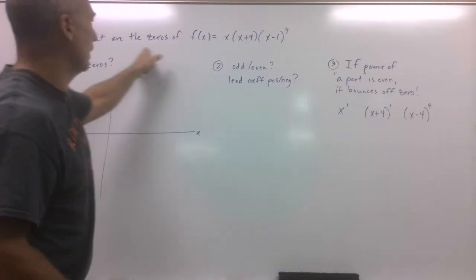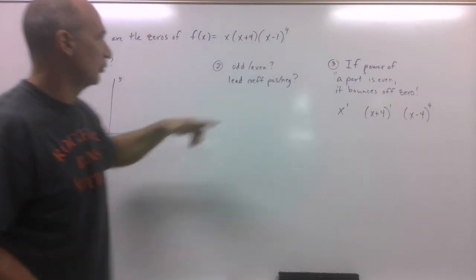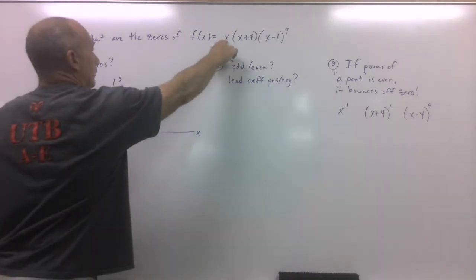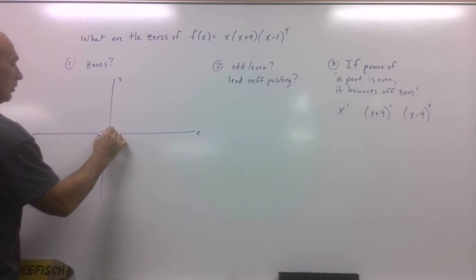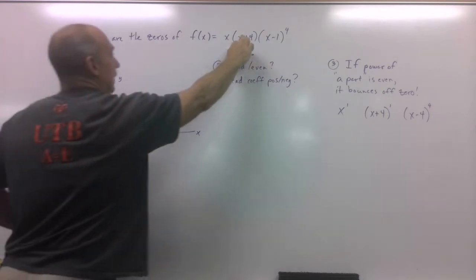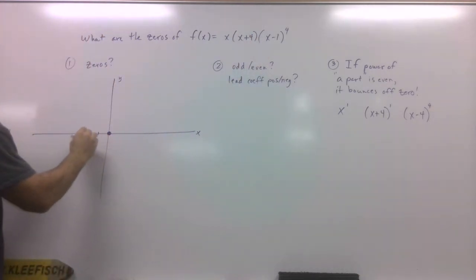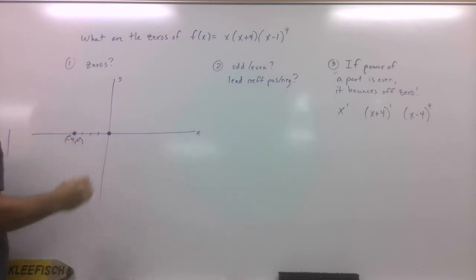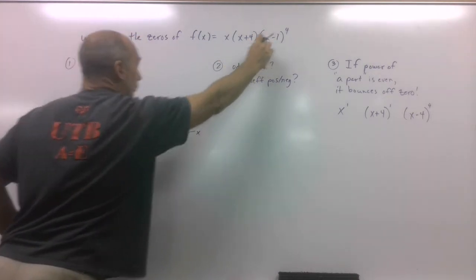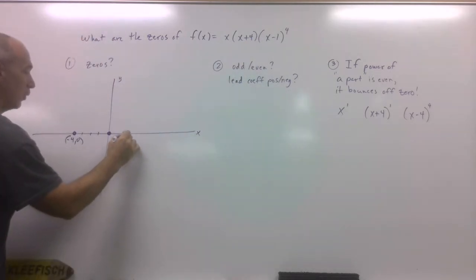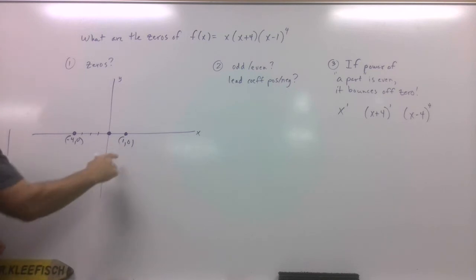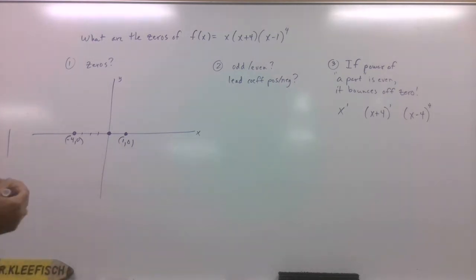So here's a brand new function. Here's the same sort of scenario. Step one, find the zeros. Well, if I put a 0 in there, that's a 0. -4 would work there, so 1, 2, 3, 4. (-4, 0). And 1 would work there, so I'm going to make that my 1 right there. Okay, so that's (1, 0). There's my zeros.